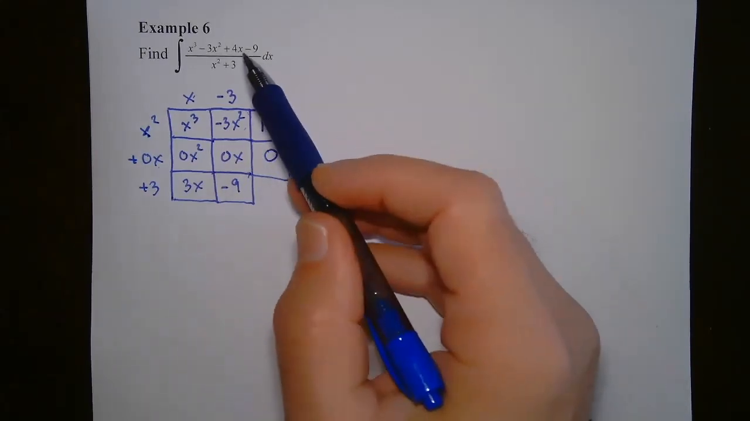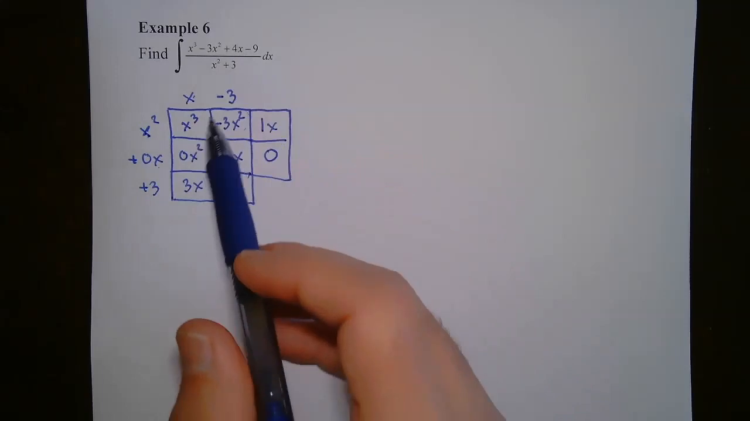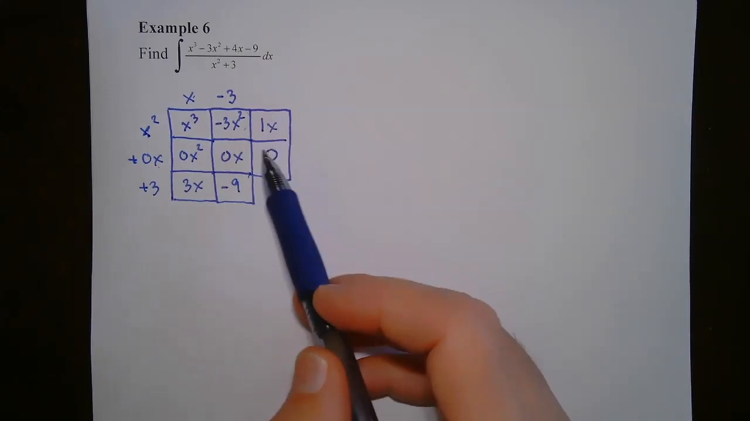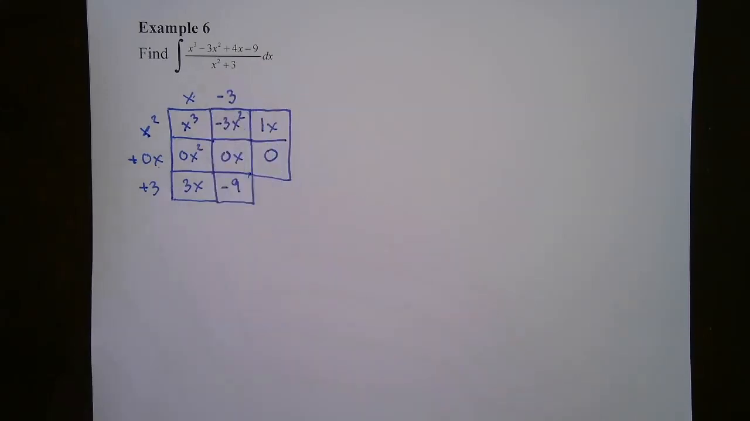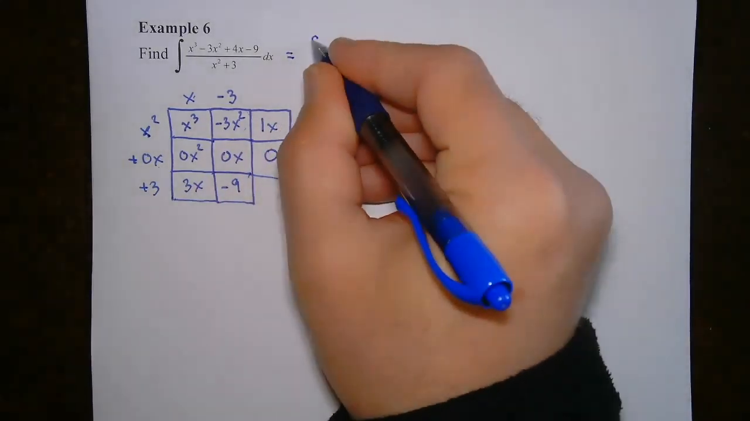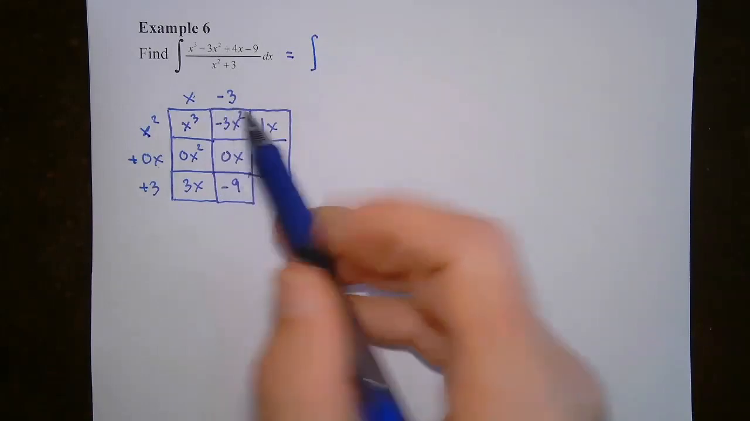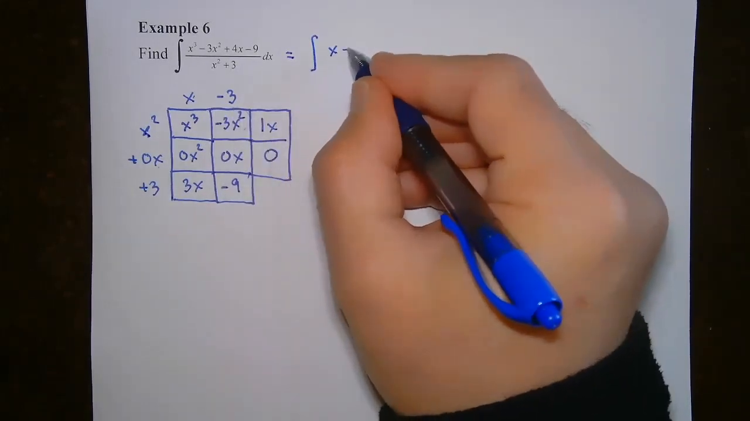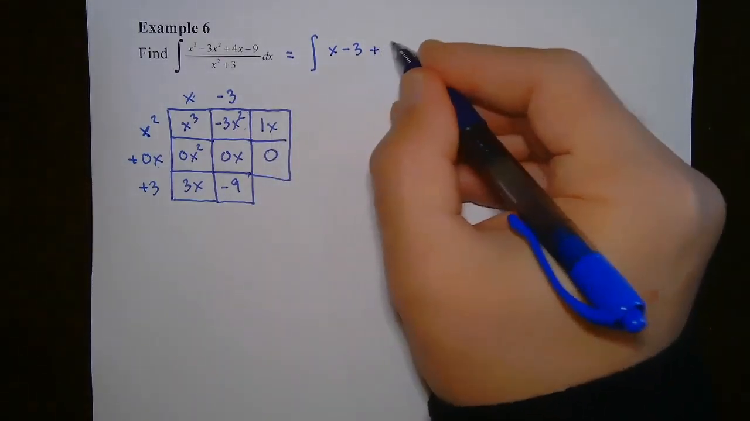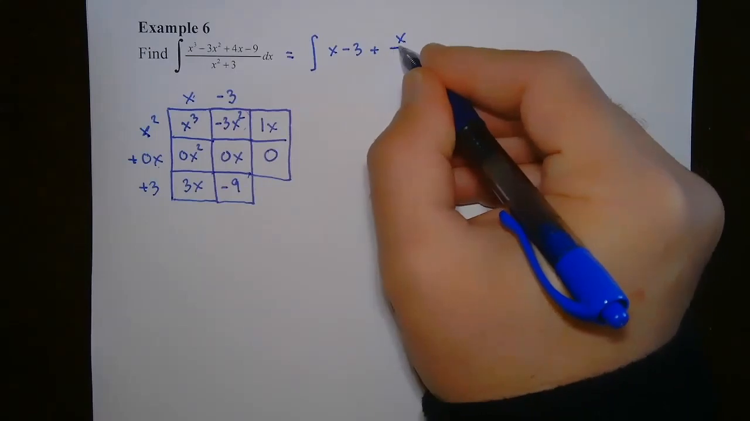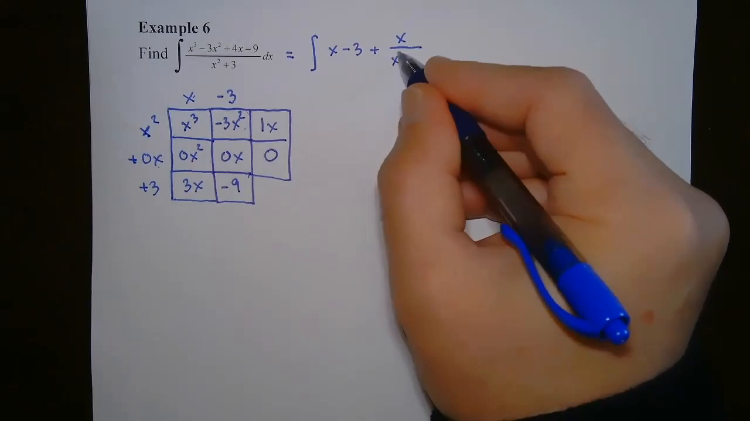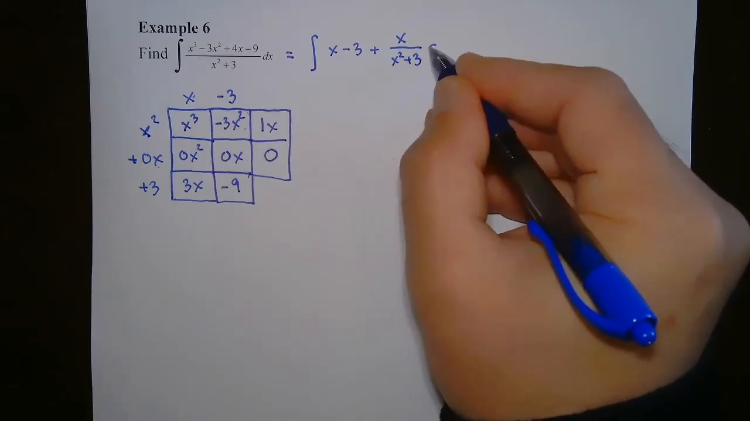Okay. So this polynomial divided by x squared plus 3 is x minus 3 plus what our remainder is over what our divisor is, okay? All right, so we can rewrite this. This is equivalent to the integral of x minus 3, and then since this is positive 1x, it's plus, and that's our remainder. Our remainder goes over our divisor. So our remainder is x over x squared plus 3, and then dx.